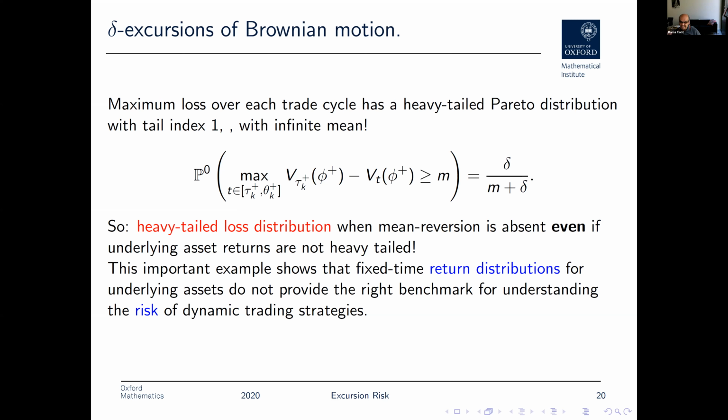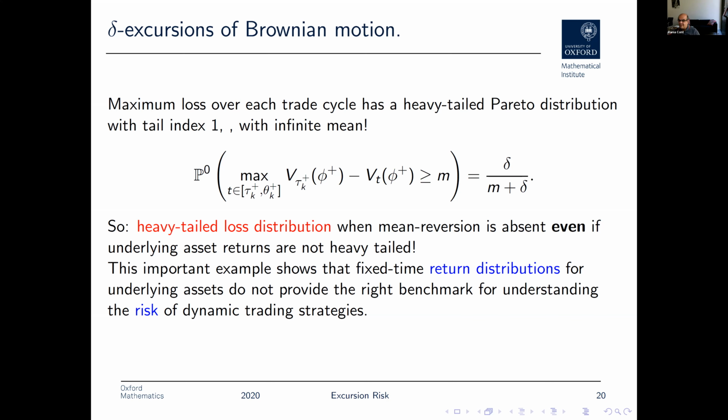It says that you can trade a single asset which has a Gaussian distribution of returns, yet the distribution of losses of your strategy is not Gaussian at all. It's heavy-tailed, and it has infinite mean. It cannot be worse. So this, I think, is a very important example. It shows that when you have a dynamic trading strategy, even simple ones with one threshold, nothing fancy. So here we have a bounded position. The position is either 0 or 1. It cannot be simpler than that. Bounded position, one threshold, nothing very complicated. Even that leads to fixed time return distributions which are very different from the actual distributions of your strategy.